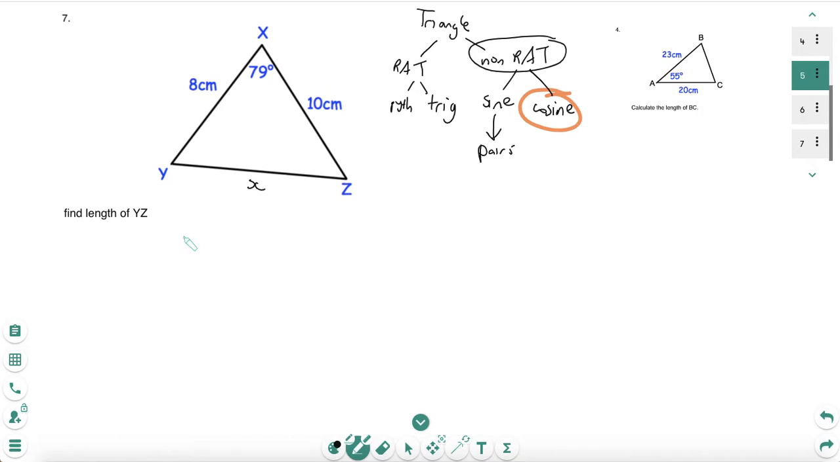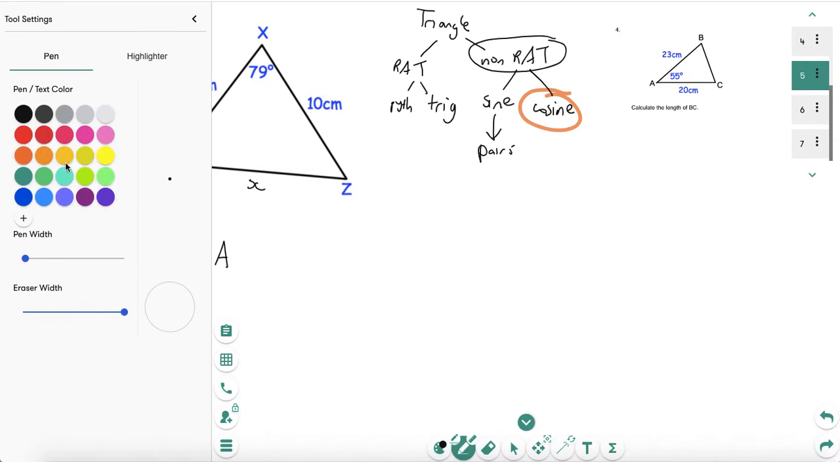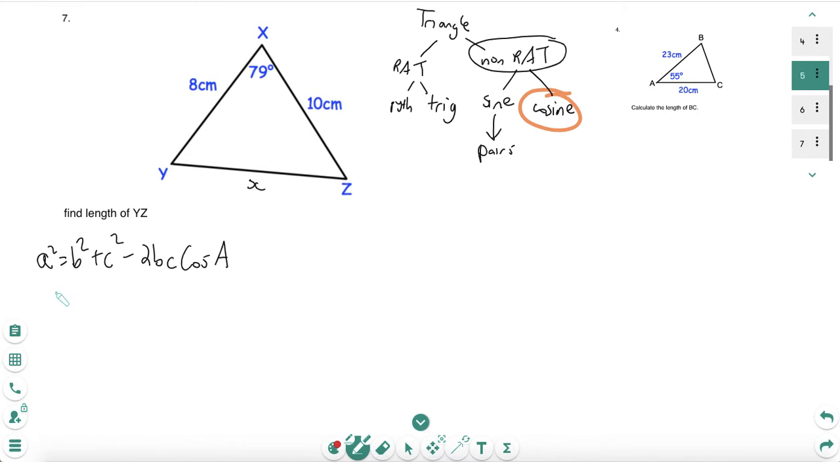So the cosine rule is a squared equals b squared plus c squared minus 2bc cosine A. What we're going to do, guys, is make up some letters instead of x, y, z. In the cosine rule, the a squared is the unknown, so let's always call the unknown a, if you can. So find the length of YZ. Y to z, we're going to call this side a.